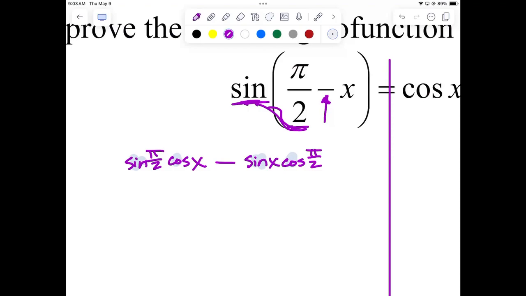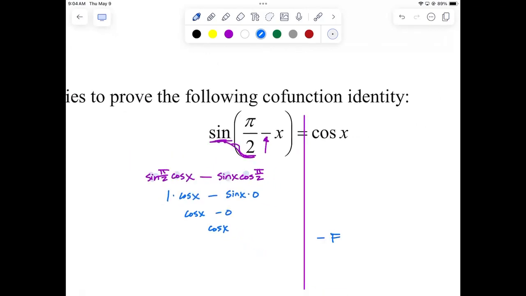All right, now we evaluate. What's sine of pi halves? That would be 1. So I get 1 times cosine of x minus sine of x times what? What's cosine of pi halves? 0. So I get cosine of x minus 0, which is cosine of x. Fear the fabulous horn.